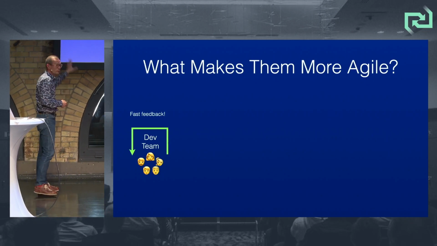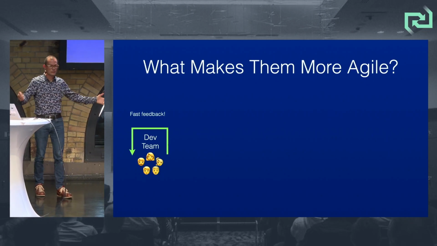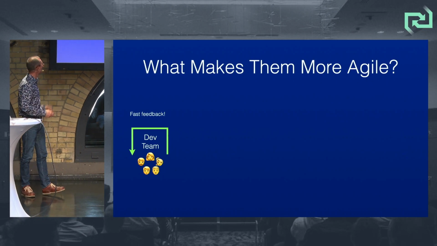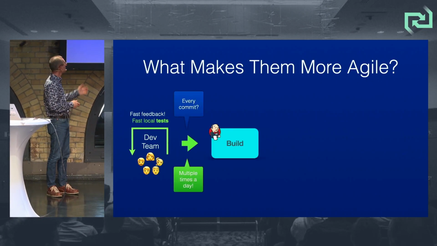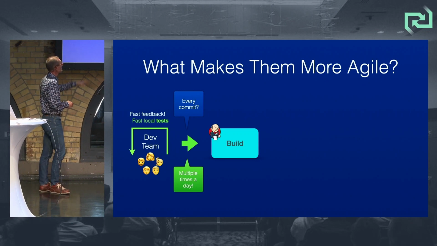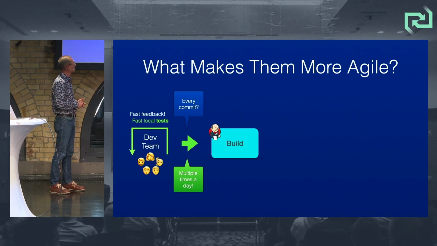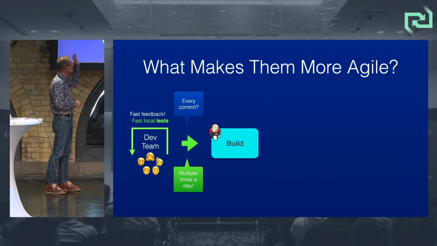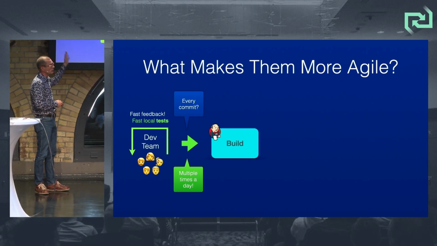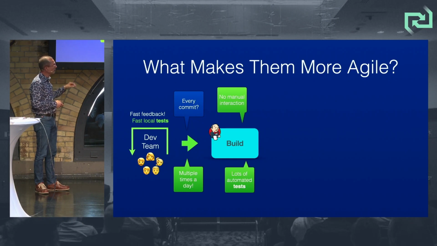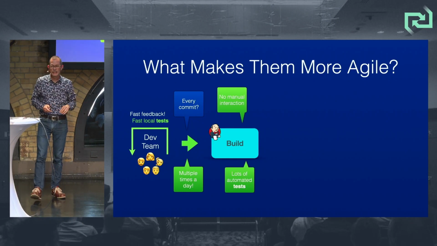They've got a fast feedback loop. They're collaborating, maybe doing team programming, mob programming, or pair programming. They've got fast local tests. And multiple times a day, they commit their changes. They commit everything they did, and some automated build server builds this. Maybe every commit, maybe multiple times a day, and there is no manual interaction.